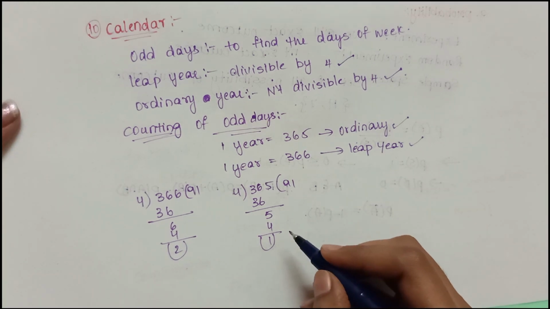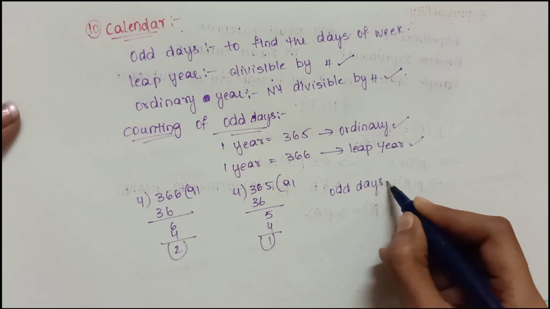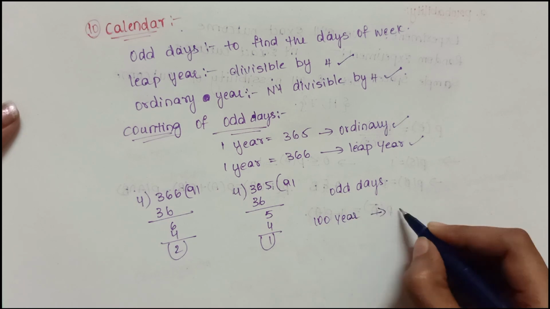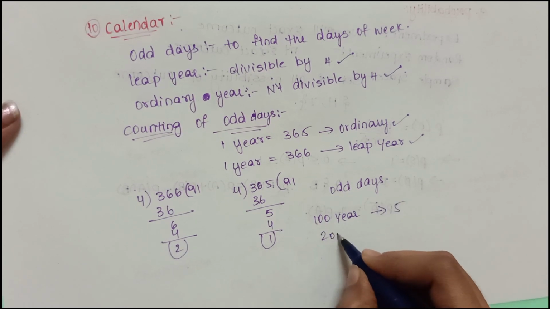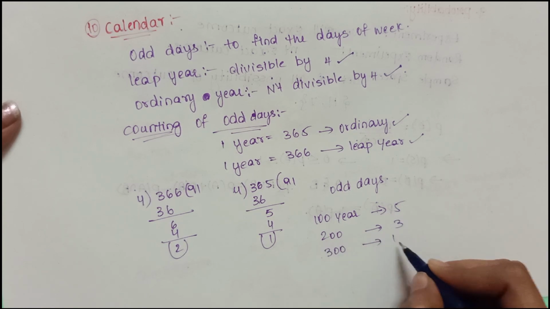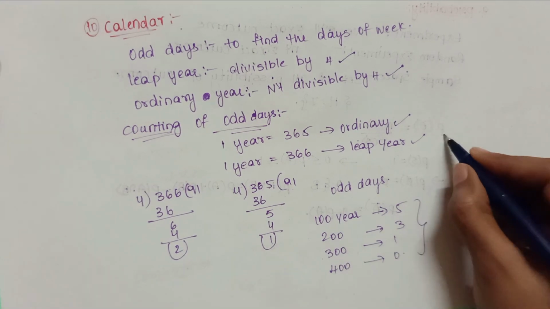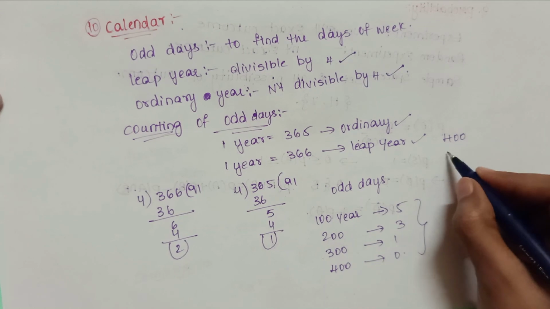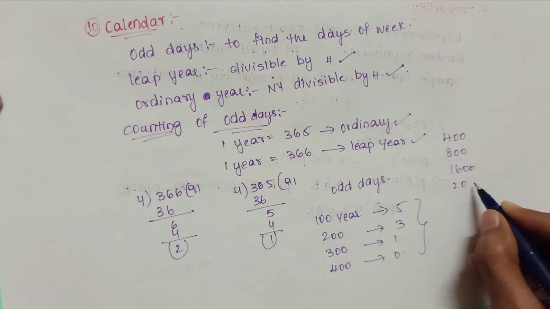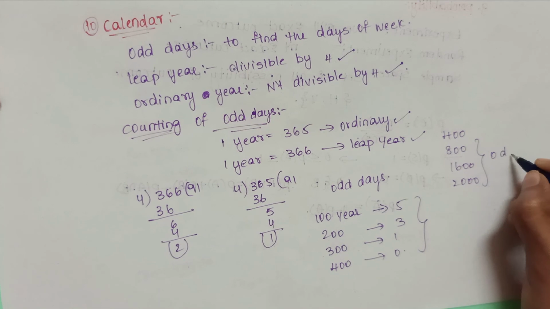Before this video I explained how to calculate these odd days. Now for 100 years we'll have 5 odd days, for 200 years we'll have 3 odd days, for 300 years we'll have 1 odd day, and for 400 years we'll have 0 odd days. The numbers which are divisible by 400, that means 400, 800, 1600, 2000, these numbers consist of 0 odd days.